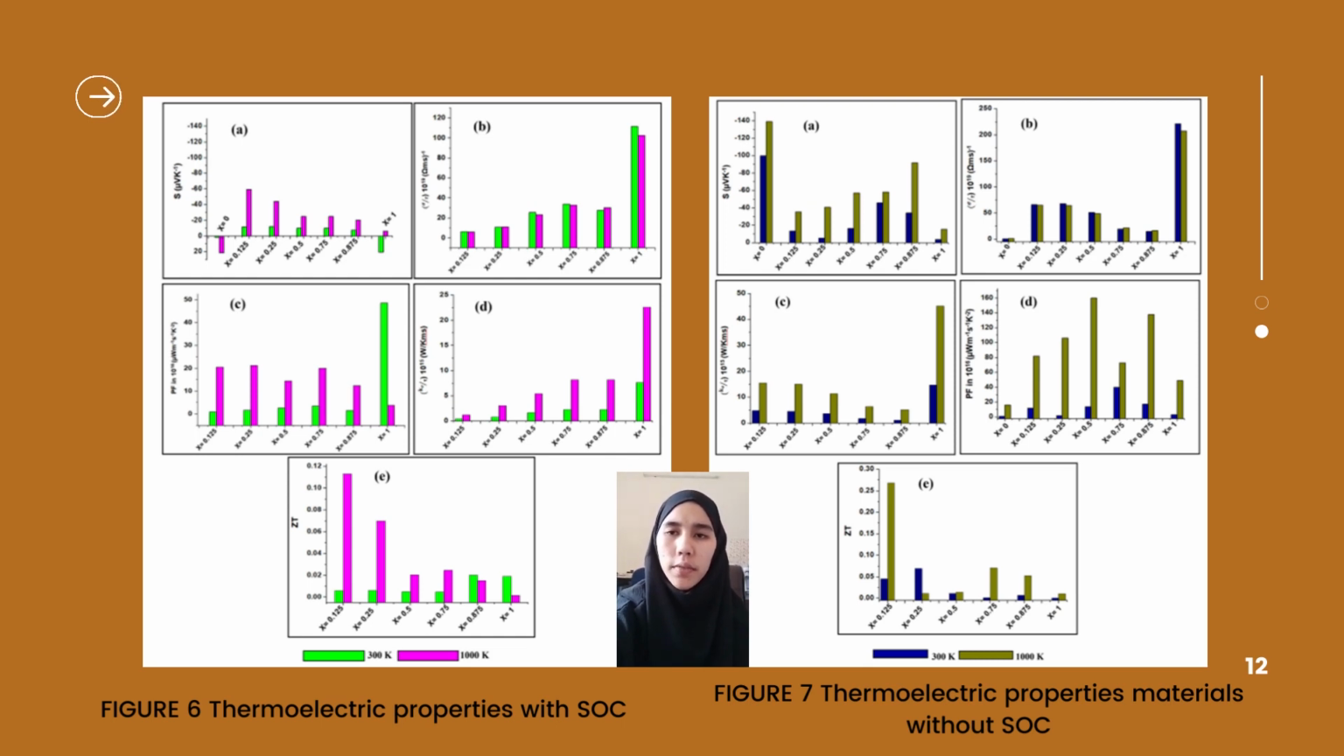So the obtained result of ZT value is maximum for Sn 0.875, bismuth 0.125 telluride material both in SOC and non-SOC at 1000 K and at 300 K, while for Sn 0.125, Bi 0.875 Te, and Sn 0.75, Bi 0.25 telluride, the materials have maximum ZT value due to the maximum value of electrical conductivity and minimum value of electronic thermal conductivity.